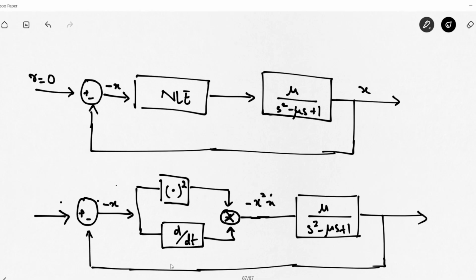Where if we say this output here is equal to u, so u is equal to minus x square x dot, which is the input to our transfer function, to our linear block. So now the nonlinear block is characterized by u equal to minus x square x dot.